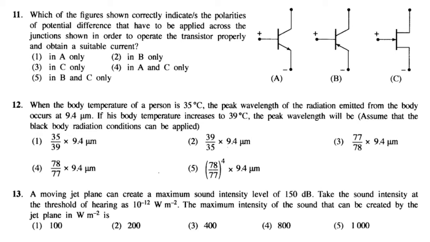So we can use this lambda m T equals constant for both the instances, and after substituting you get 9.4 into 273 plus 35, that is thermodynamic temperature, equals lambda m into 273 plus 39. Then after simplifying, you get the answer 3.